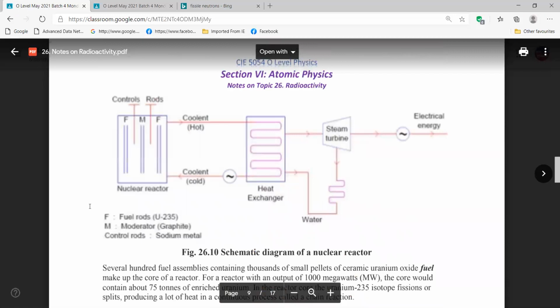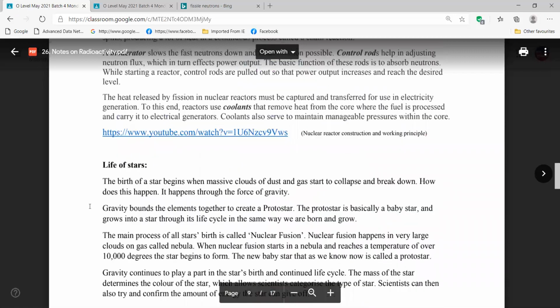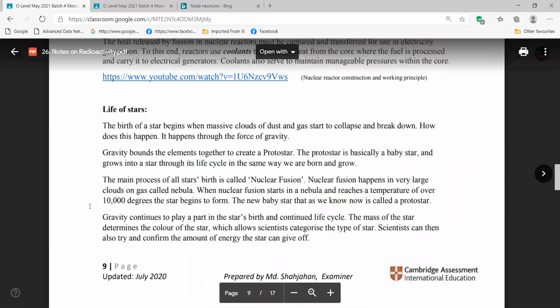Sir, could you say that again, star formation because of fusion? I didn't hear because you were lagging. Yeah. In star formation, we are not getting any detailed questions from past papers. Only we have the idea that in stars we have fusion. Fusion is the source of energy in the stars.